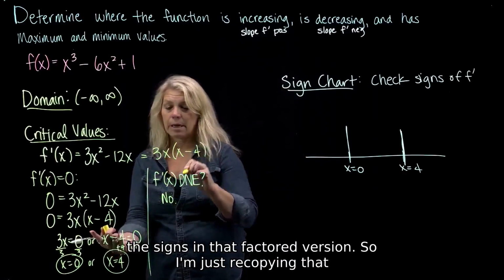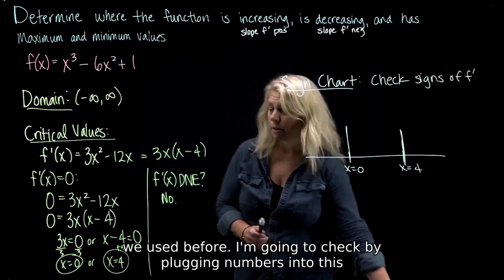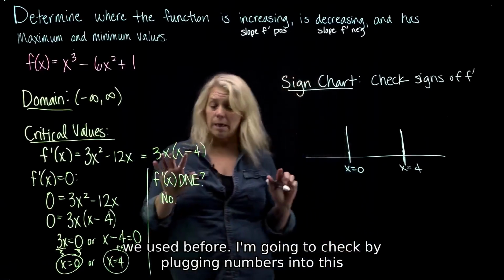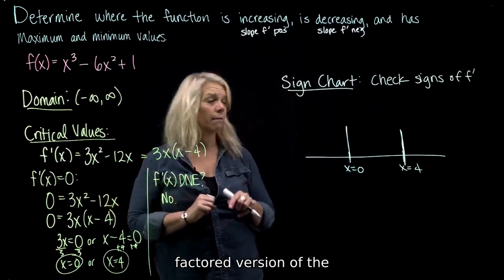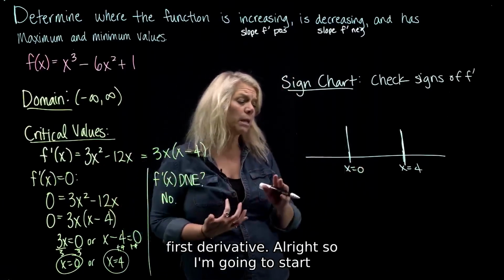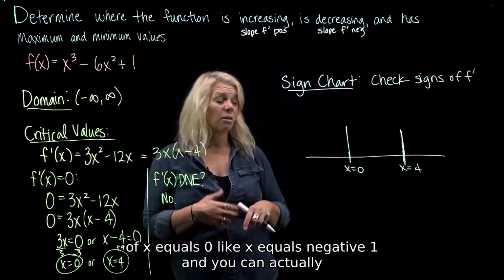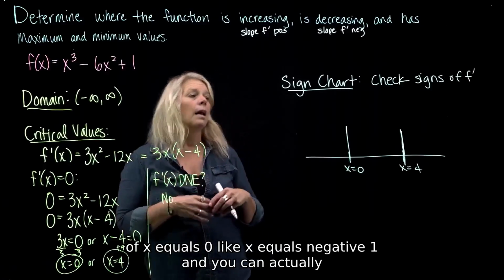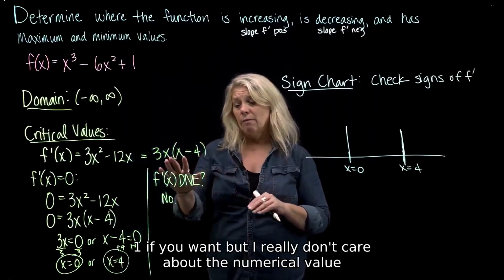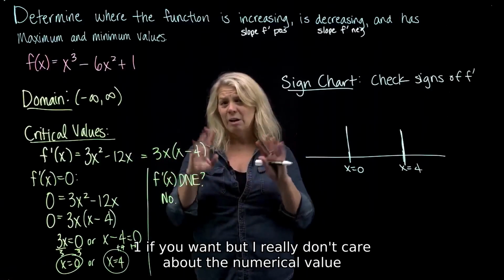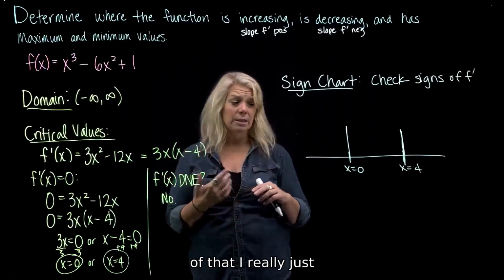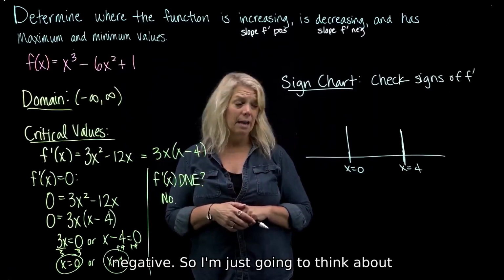So I'm just recopying that same factored form that we used before. I'm going to check by plugging numbers into this factored version of the first derivative. I'm going to start by plugging in a number that is left of x equals 0, like x equals -1. You can actually plug in x equals -1 if you want, but I really don't care about the numerical value of that.